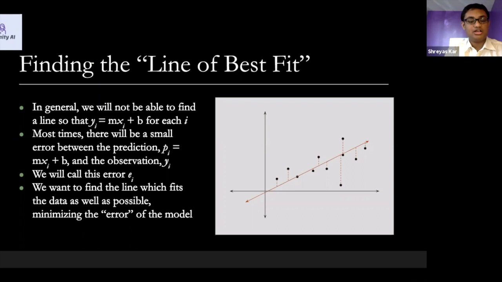In particular, most of the time there will be a small error between the actual prediction and the actual value, and we call this deviation error. The deviation for each of these points is called e sub i, and most of the time there will be this small error. We want to find a line which fits the data as well as possible. Another way of saying that is we want to find a line which minimizes the error of the model.